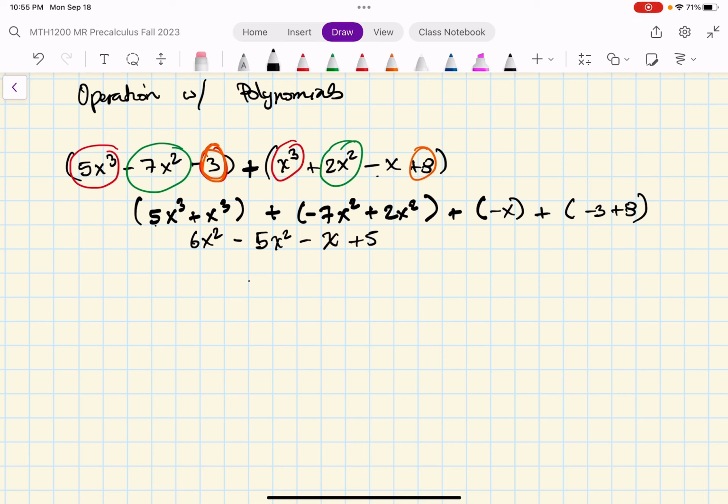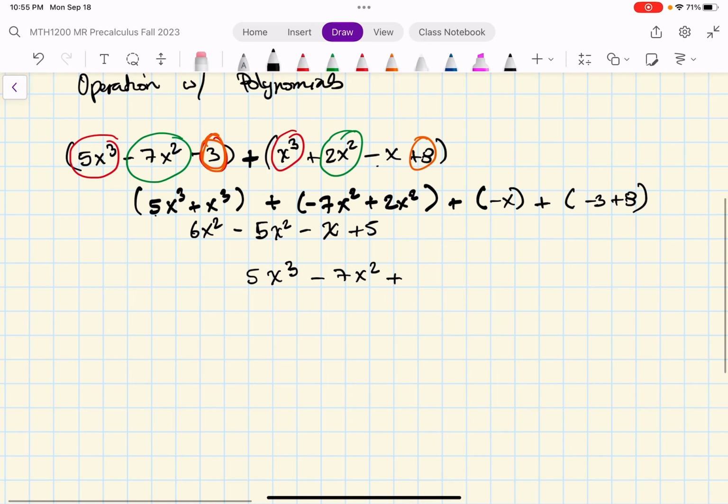If we want to do this vertically, what you could do is line up the values. So 5x cubed minus 7x squared. I'm going to leave a blank space because this one doesn't have a term with x to the first, and then minus 3. I can line up the other terms, which have x cubed. So I have x cubed plus 2x squared minus x, and then plus 8.